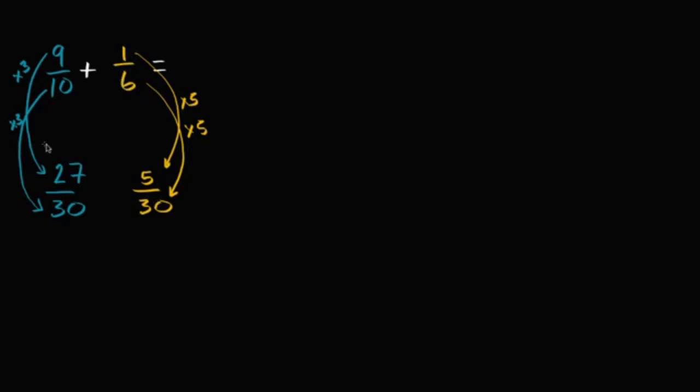And now we can add. And it's fairly straightforward. We have a certain number of 30ths added to another number of 30ths. So 27/30 plus 5/30. Well, that's going to be 27 plus 5 over 30, which of course is going to be equal to, what is this? 32 over 30.